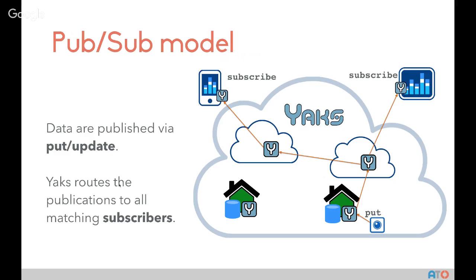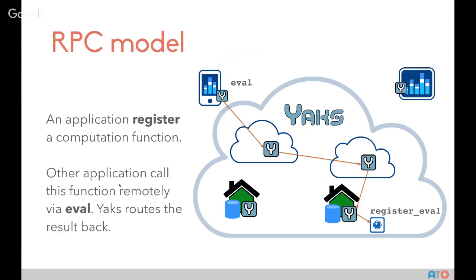The other model is pub sub. That's a traditional model used in distributed systems. So here, there is no need of storage actually, because the data which are published by an application via put and update are routed automatically by the YAKS infrastructure to the matching subscribers. So notice that, as I said, you don't need a storage for this. But you can also combine subscription and storages. It means that if you publish a data and there is a matching storage, the storage will get it. And if you have a subscription, the subscriber will also get the data.